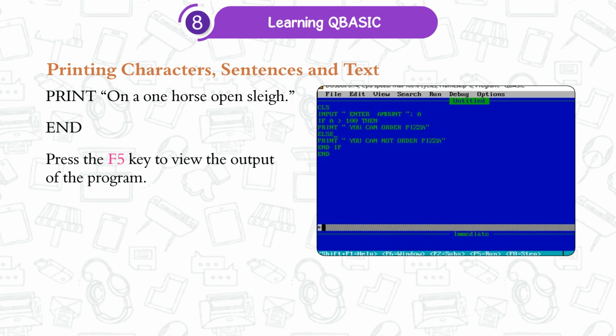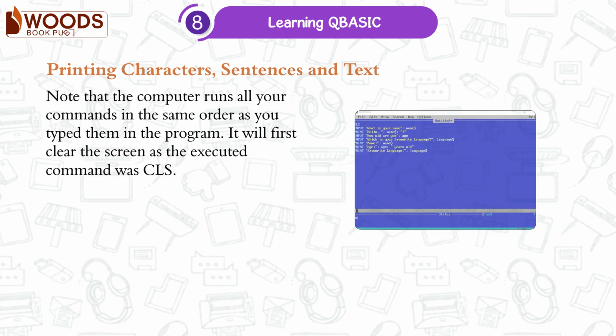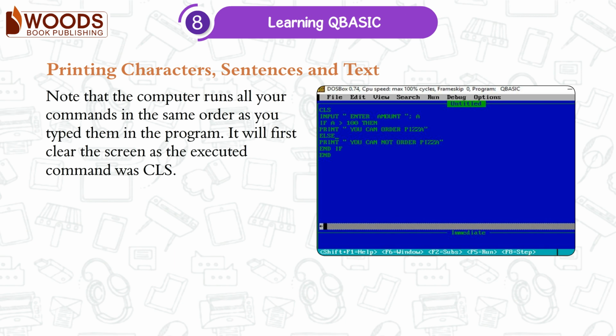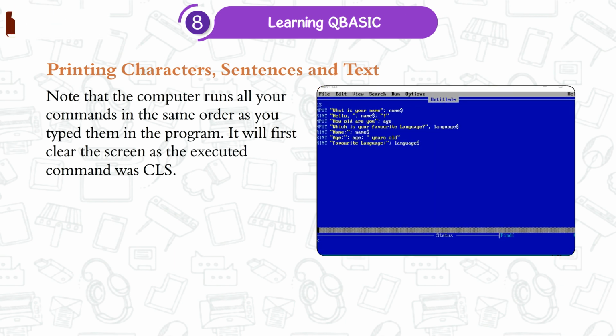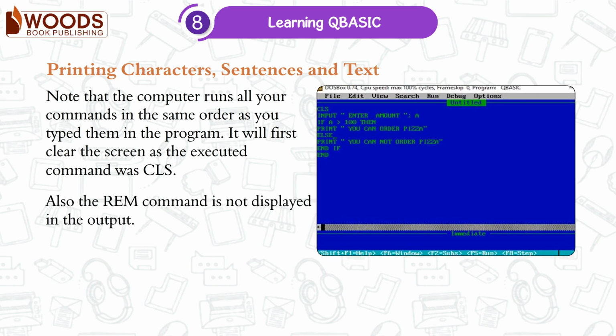End. Press the F5 key to view the output of the program. Note that the computer runs all your commands in the same order as you typed them in the program. It will first clear the screen as the executed command was CLS. Also, the rem command is not displayed in the output.